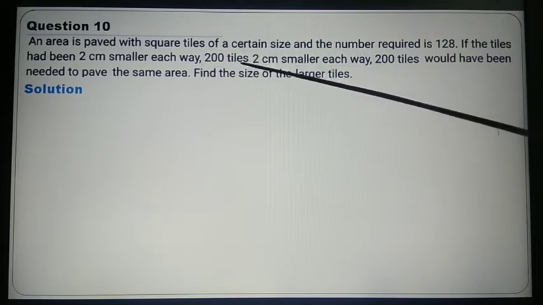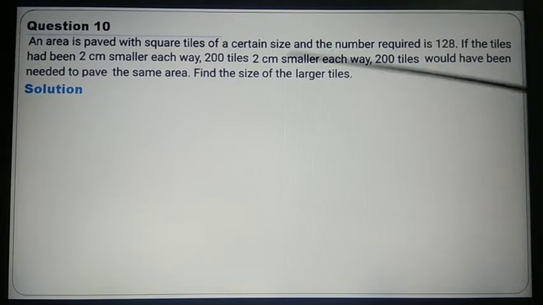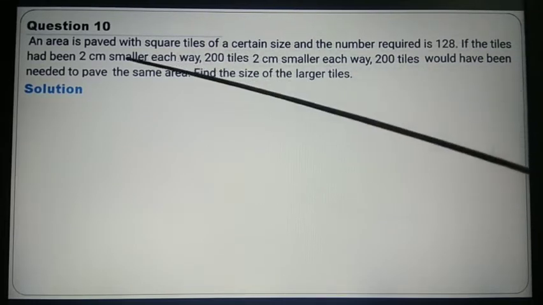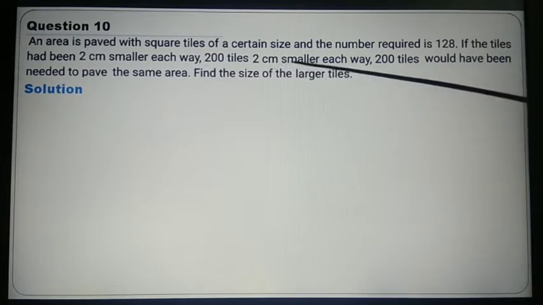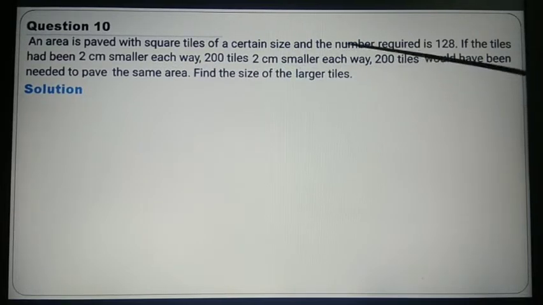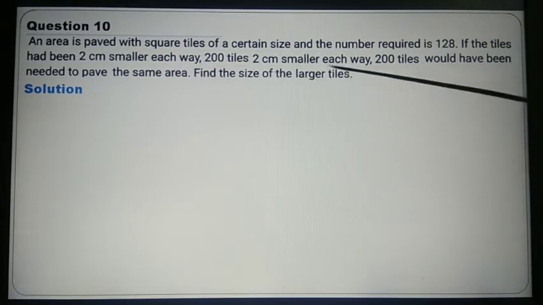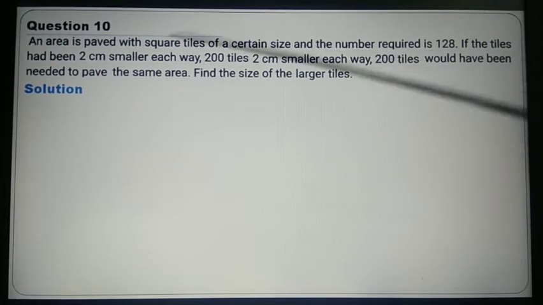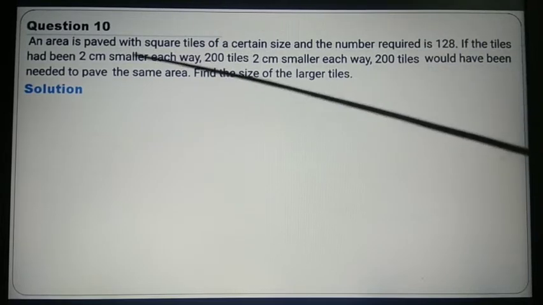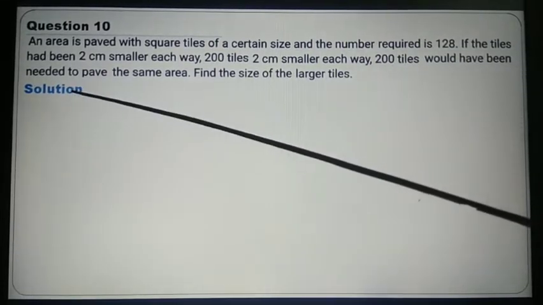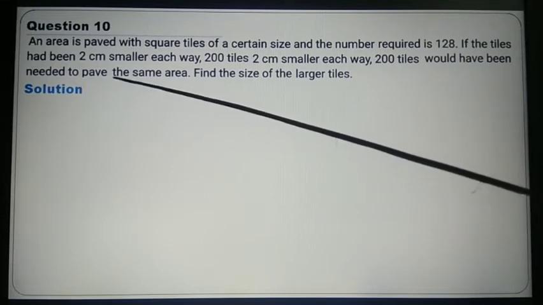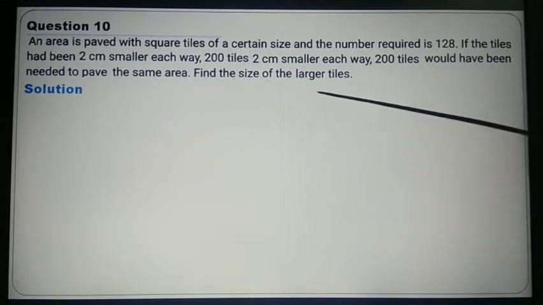Okay, so it is said if the tiles had been 2 centimeters smaller each way, 200 tiles would have been needed to pave the same area. Okay, so the same thing has been again repeated here, so we'll omit this. So find the size of the larger tiles.